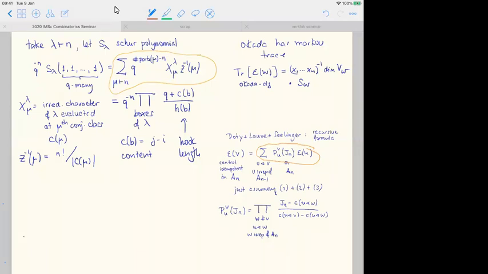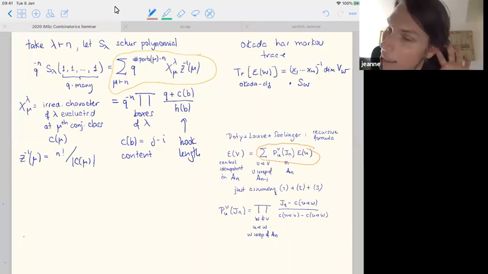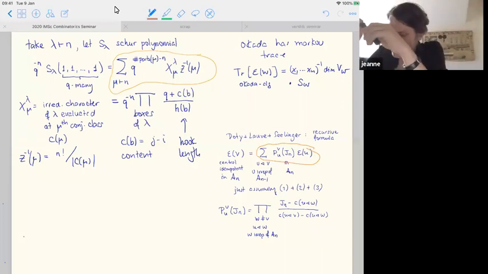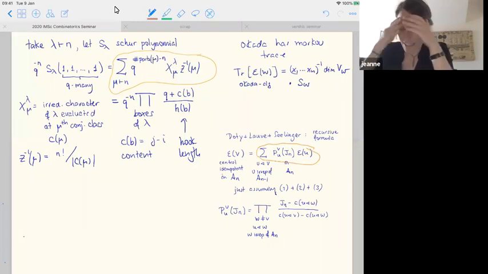Are the Okada Schur polynomials symmetric in the variables? Not in any normal sense.